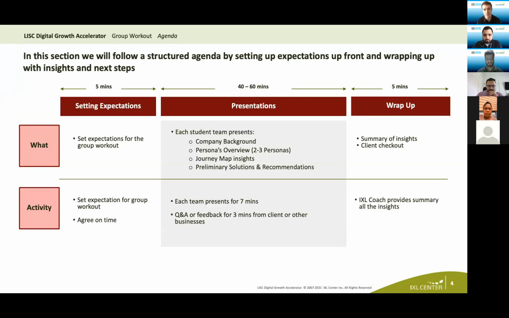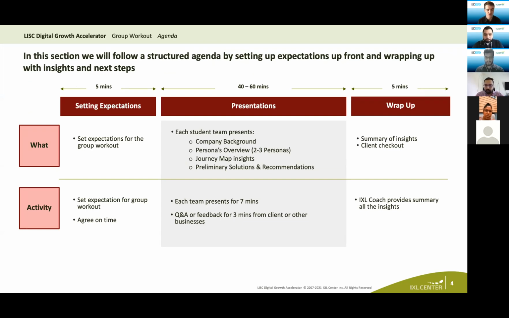In terms of the format, it's a very, very simple agenda. So the first thing is 5 minutes of setting the expectations. So that's just me right now going over these first few slides. We're quickly going to break out into 3 different groups. So you're just going to be in a small group with about 5 clients and 5 student teams, or 4 teams. And essentially each team is going to have 10 minutes for a total time slot. So they're going to have 7 minutes to present, followed by 3 minutes of questions or comments from their client.